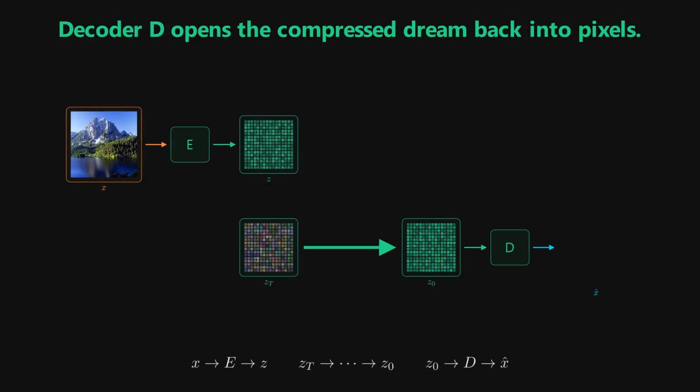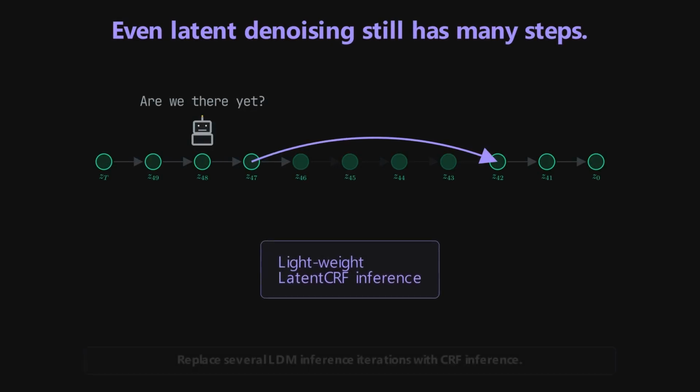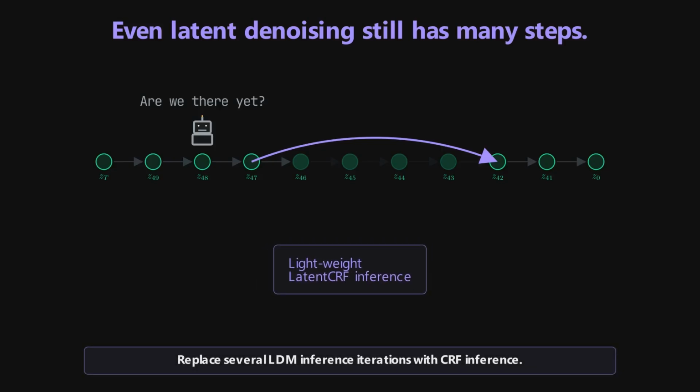But engineers have a very special personality trait. When something becomes faster, they immediately ask, can it be faster than faster? That brings us to latent CRF. Even in latent space, the denoising trajectory may still require many iterative steps. Latent CRF asks a practical question. If some of those steps are mainly refining the latent, so it better matches the structure of natural image latents, can we replace several LDM inference iterations with a lighter CRF inference step?